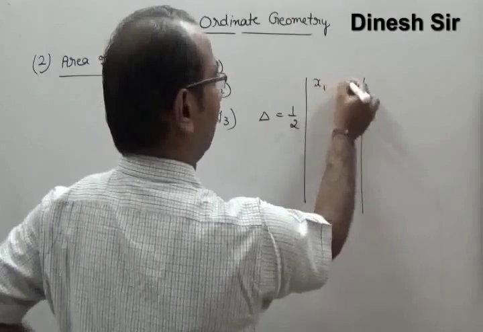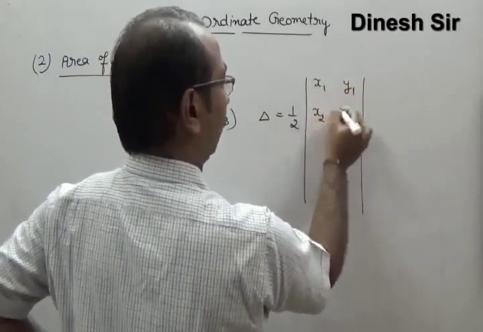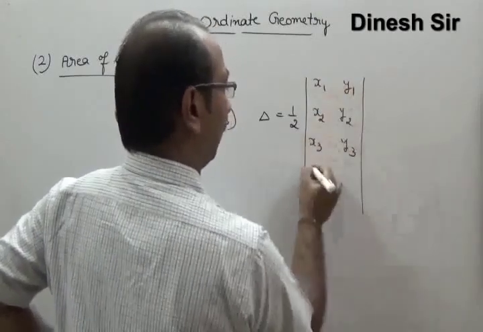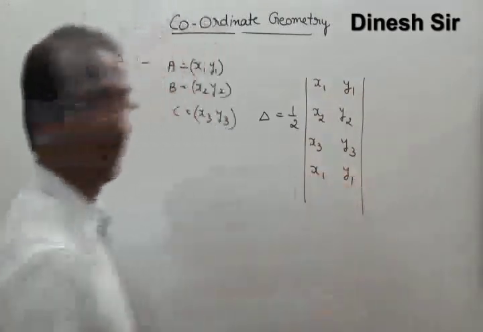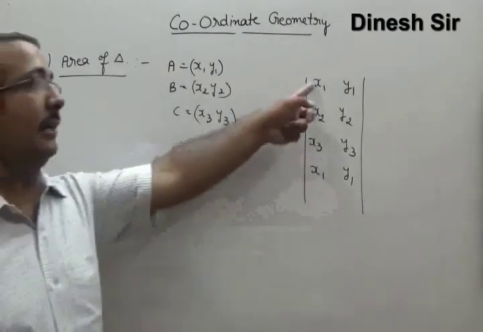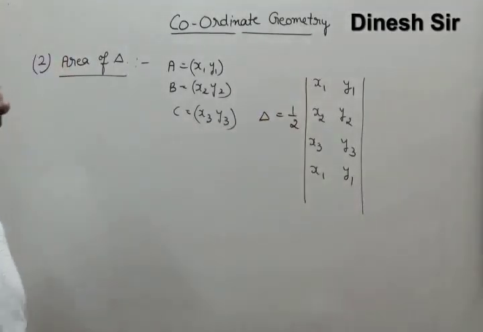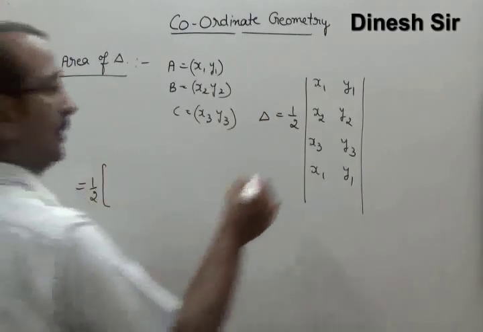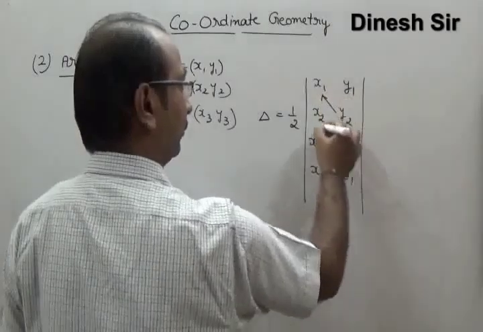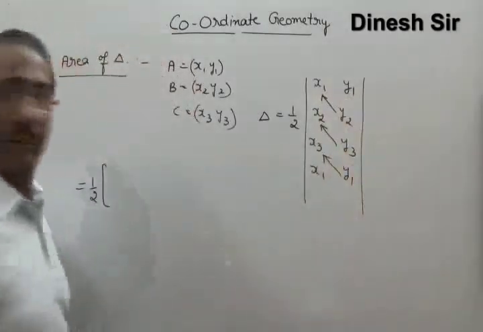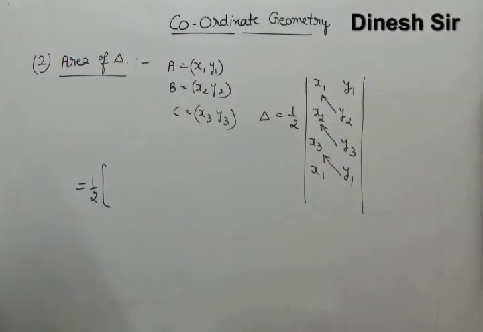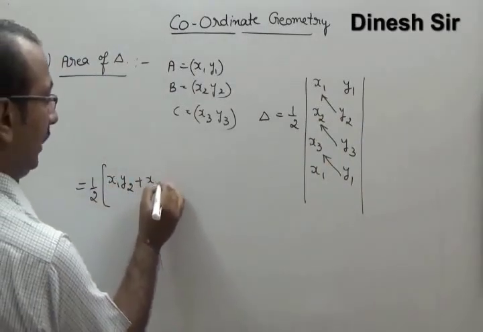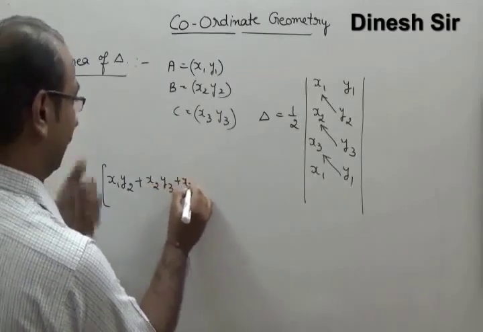This is x1, y1. This is x2, y2. This is x3, y3. Again repeat the first one, that is x1, y1. Right? Whatever point I write first, I will again repeat at the end. Then 1 by 2 will be outside. We start to cross multiply by this structure. By the arrow, first we multiply right to left. That means x1 y2 plus x2 y3 plus x3 y1.